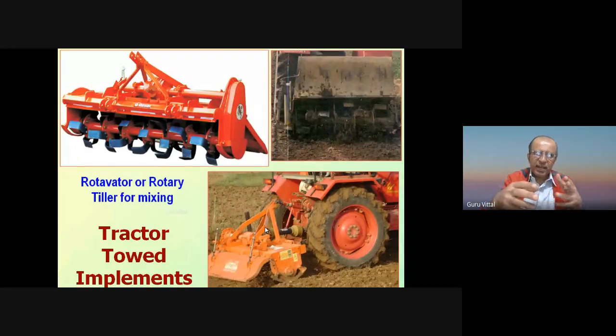How do we mix that? Mixing is done using a rotavator for rural roads. And so these are some attachments. A rotavator is an attachment which comes with the tractor.